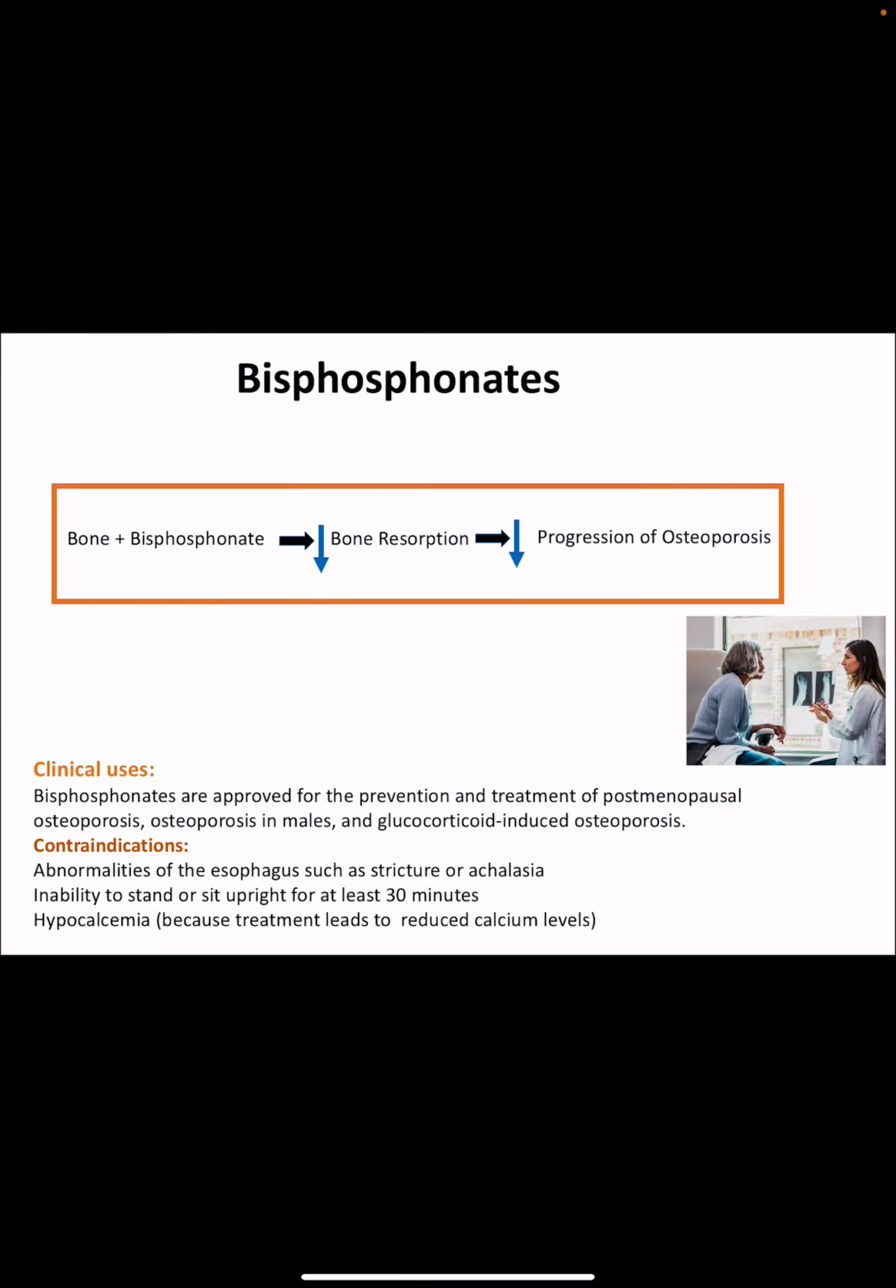Even in males. So see the advantage of bisphosphonates. You can give it for male and female. You can give it for people with glucocorticoid-induced osteoporosis, and you can give it for postmenopausal osteoporosis. Good? Not bad, huh? It's a good offer. Okay, what is the contraindication?